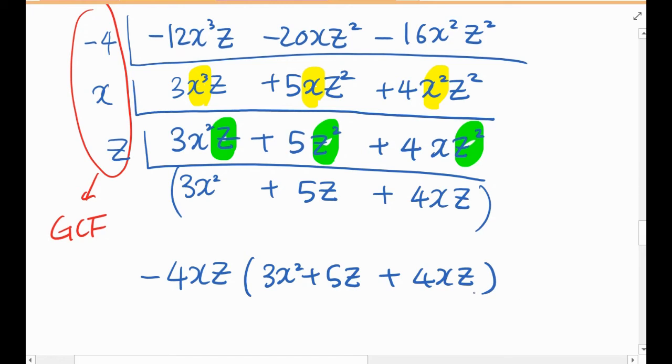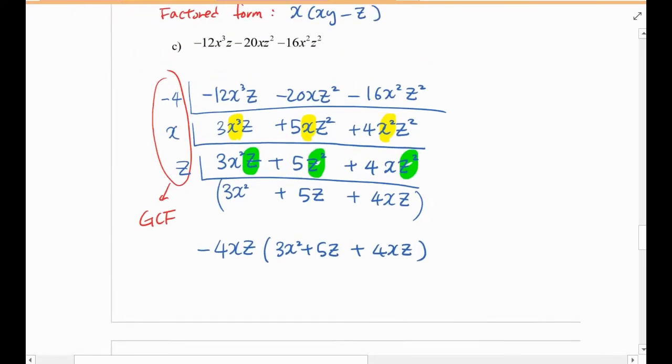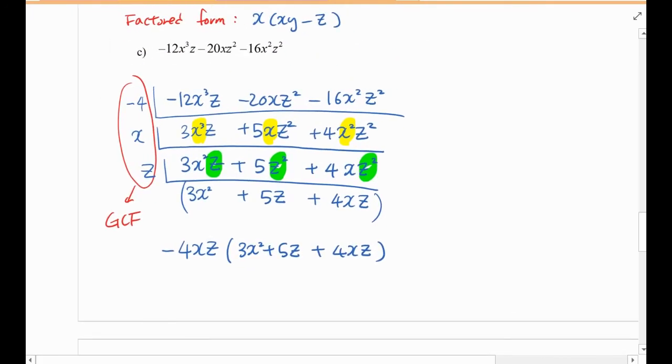So before you write a factored form, you should check if there's any other numbers or variable you can factor more. There's nothing. So therefore, this is fully factored. All right, everyone. So this is how you make factored form of a polynomial. Let's move on.